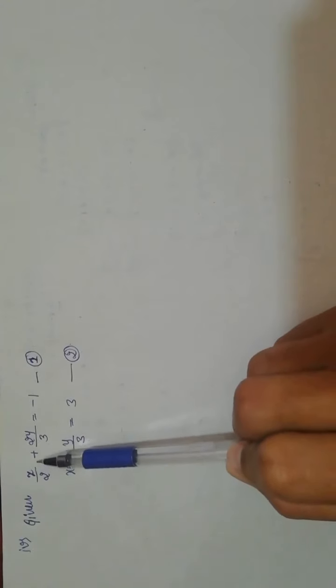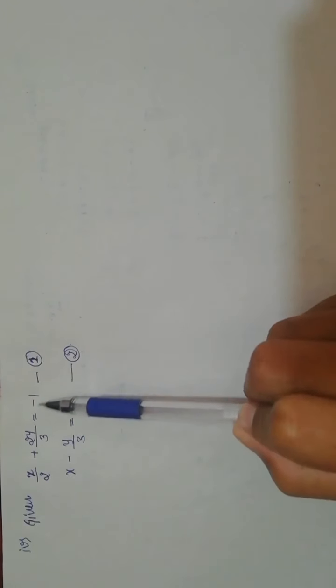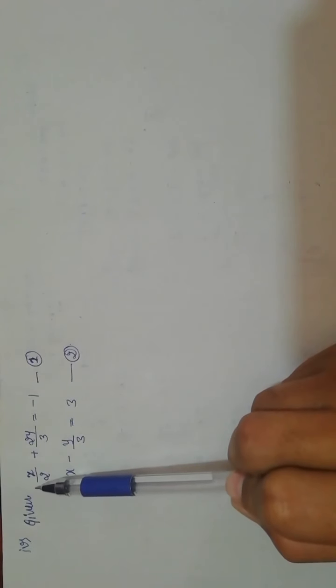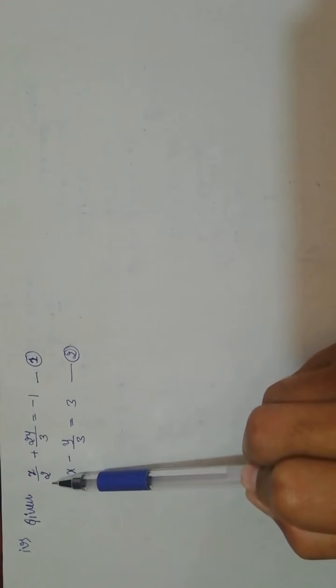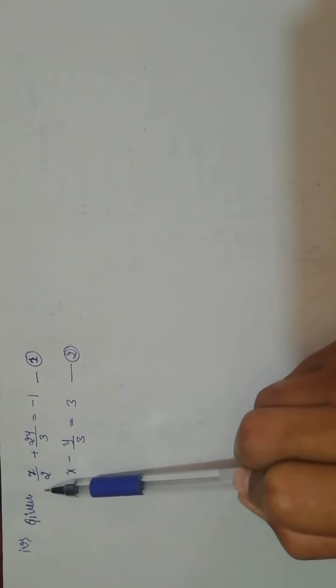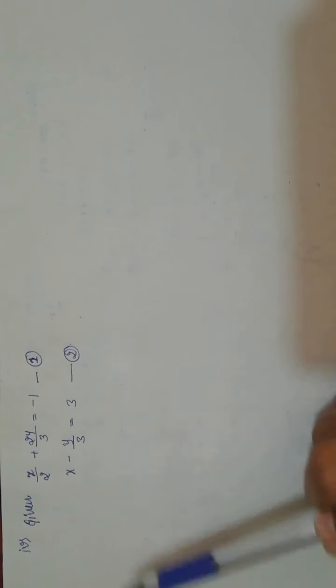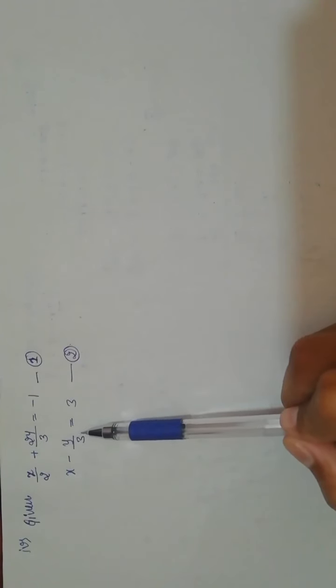So now look here. If you multiply equation number 1 by 2, now it will become 2x by 2. The 2 will get cancelled, only x remains. Now here it is also x. If you do 1 minus 2, then x will get eliminated. But here the coefficient of y is 2 by 3, and here it's y by 3. So now here it seems to be difficult.